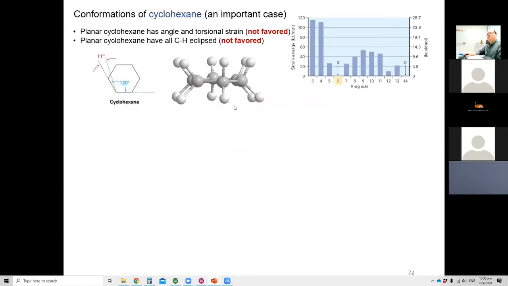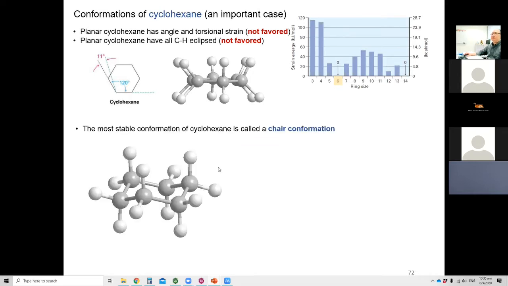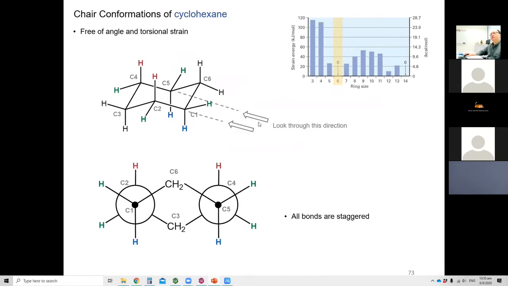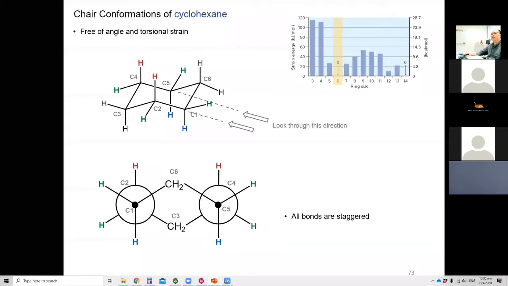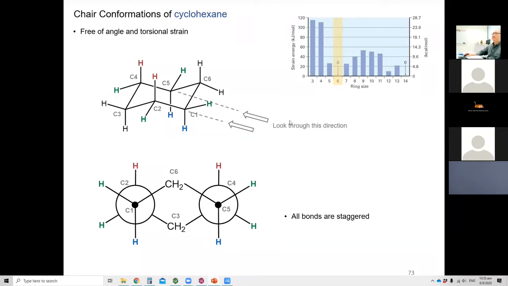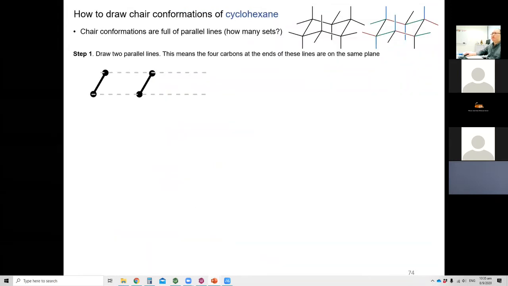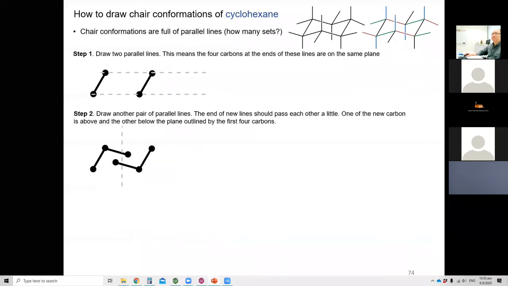At the end of the last lecture, we had a slight touch of the conformation of cyclohexane. We showed you that it is not a planar structure, and it has the most comfortable conformation, called the chair conformation, shown here, like this chair in this ugly picture. We also showed you that all bonds are staggered, so it has zero strain energy. I also showed you how to draw these cyclohexane chair conformations.